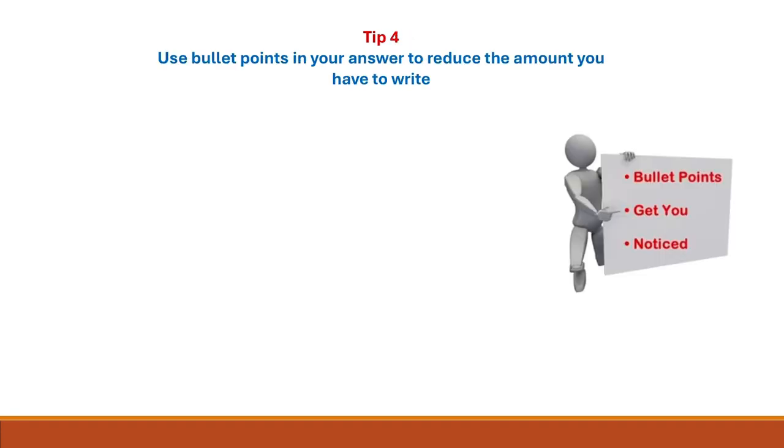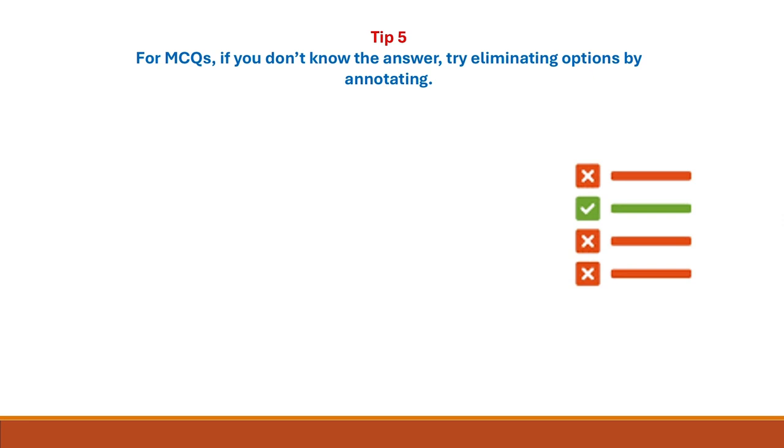Tip number 4, use bullet points in your answer to reduce the amount you have to write. So don't write like a storyteller. Tip number 5, for multiple choice questions, if you don't know the answer, try eliminating options by annotating. This will reduce the options you have to choose from, even if you don't know the answer. So don't ever leave multiple choice questions blank.